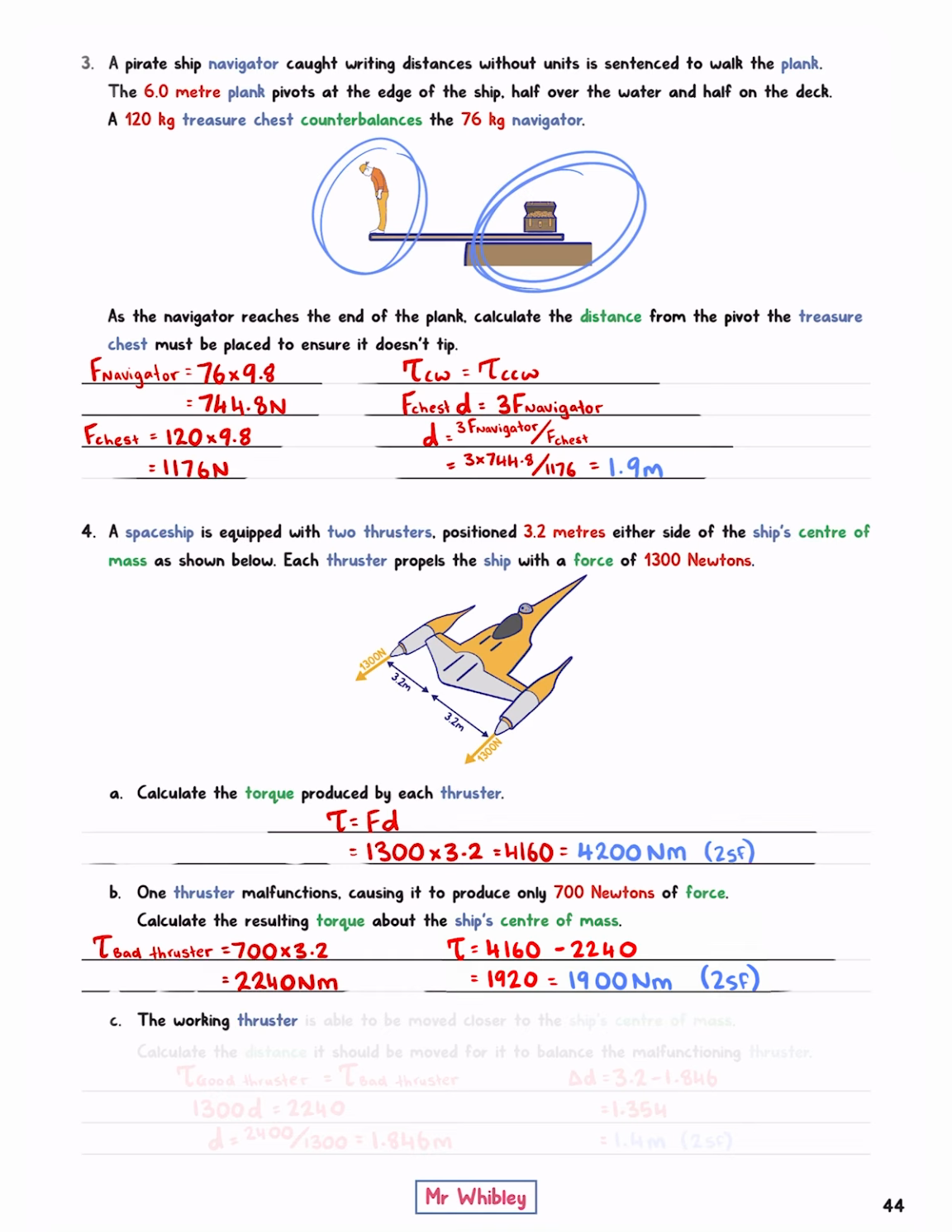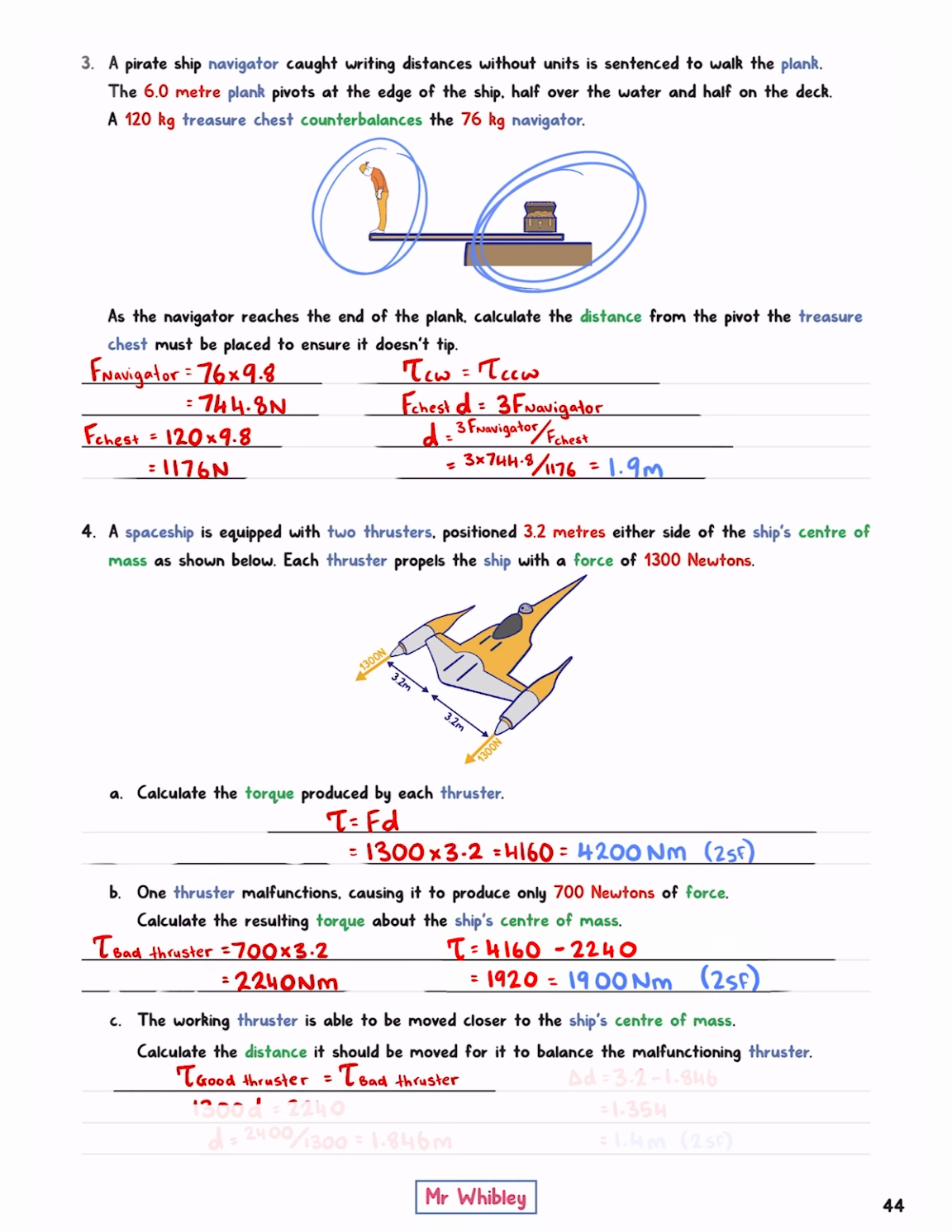The working thruster is able to be moved closer to the ship's center of mass. Calculate the distance it should be moved for it to balance the malfunctioning thruster. If the thruster's torques are balanced, then they must be equal. We know the torque from our bad thruster, we found it in the last section, and we know the torque from our good thruster is going to be its force of 1300 multiplied by its distance that we want to find. Solving for distance by dividing both sides by 1300 gives me 1.723 meters.